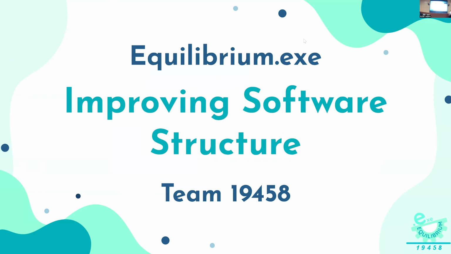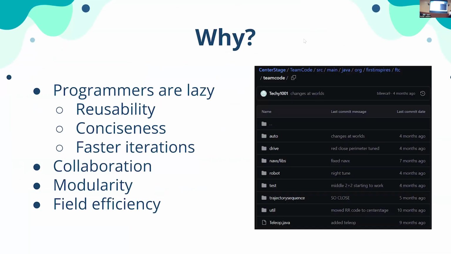So why do we want to do this? There are several objectives we have in improving our software structure. And the number one thing is that we as programmers are lazy, right? So we want to make our lives as easy as possible. In order to do this, we can do several things.